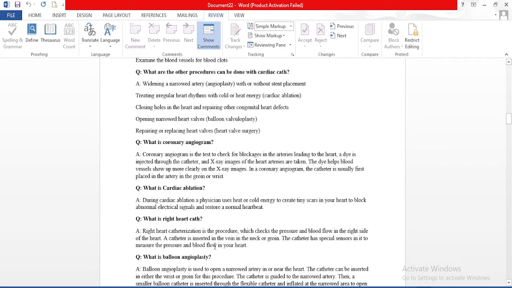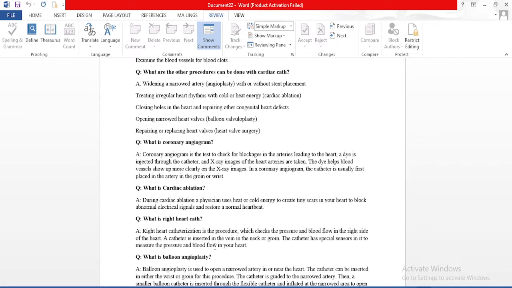Next question. What are the other procedures that can be done with cardiac cath? Along with cardiac cath, the physician may do other procedures also. What we will learn here: widening a narrowed artery with or without stent placement, usually called angioplasty. Angio means vessel, plasty means repair. By using a stent, the physician will repair the blood vessels, a narrowed artery or vein.